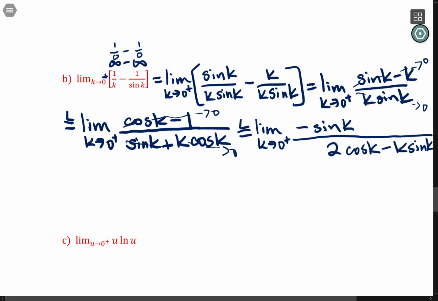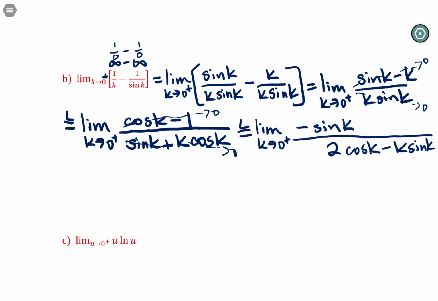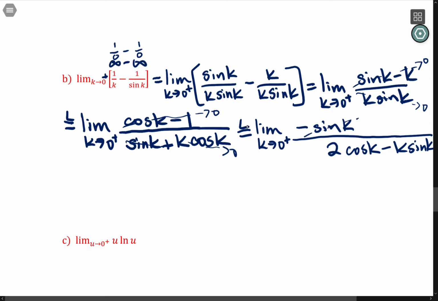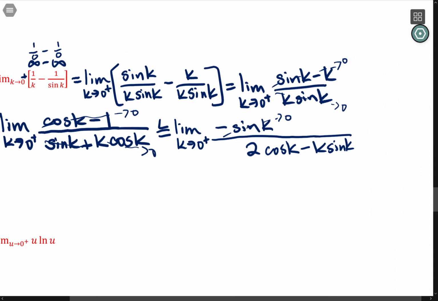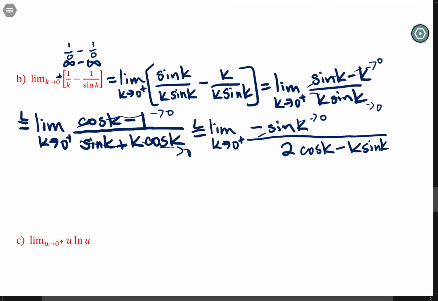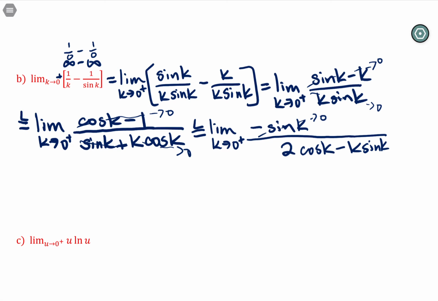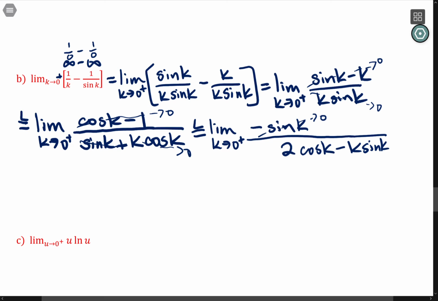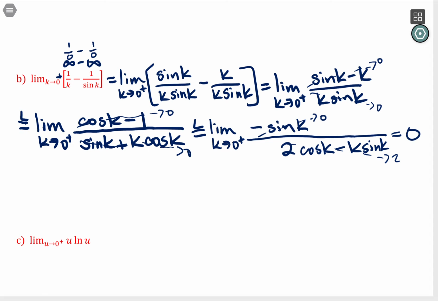Okay, so now as k approaches 0, the top is still 0. Sine of 0 is 0. The bottom, cosine of 0 is 1. So I have a 2 minus 0, so the bottom is 2. So I'm getting a 0 over 2. And that is not indeterminate. If you take 0 and divide it by 2, you get 0. So it took us a couple of L'Hopital's rule, but we really did get to something that was no longer indeterminate.